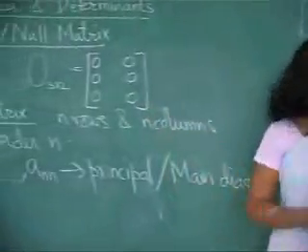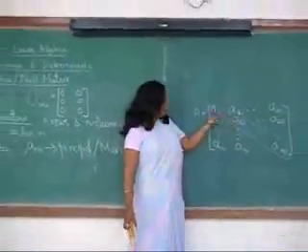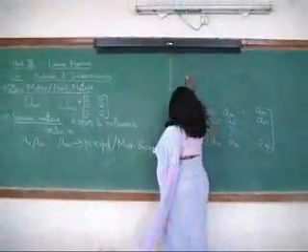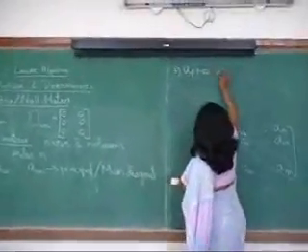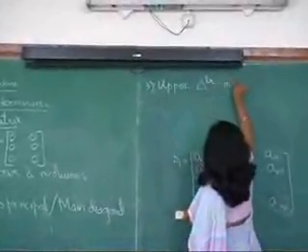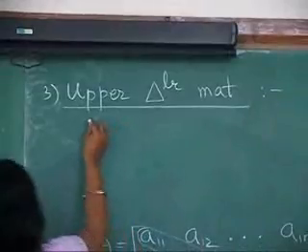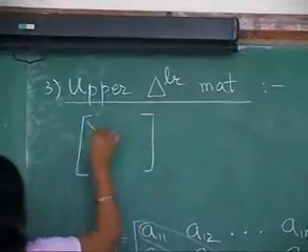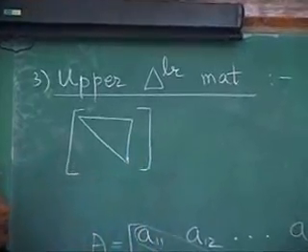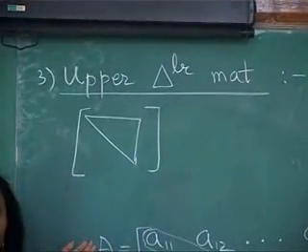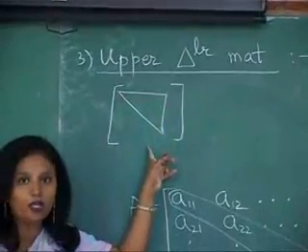I am stressing on the elements above and below the diagonal because I intend to define an upper triangular matrix. So now let's come to the definition of an upper triangular matrix. In an upper triangular matrix, if at all there are any non-zero elements in the matrix, you will find them in this upper triangular region.